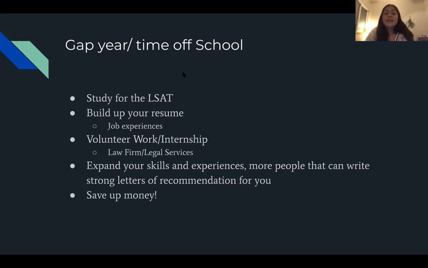And then if you're going to take time off, a lot of people are just because of COVID. So during this time off, what you should be doing is study for the LSAT, build up your resume, job experiences, volunteer and work for internships. When you do these, you usually do want them to be law firms or any sort of legal service. And then just expand your skills and experiences. Law schools are more inclined to accept people who actually do have real job experience. They actually really like that. And then save up your money, of course.